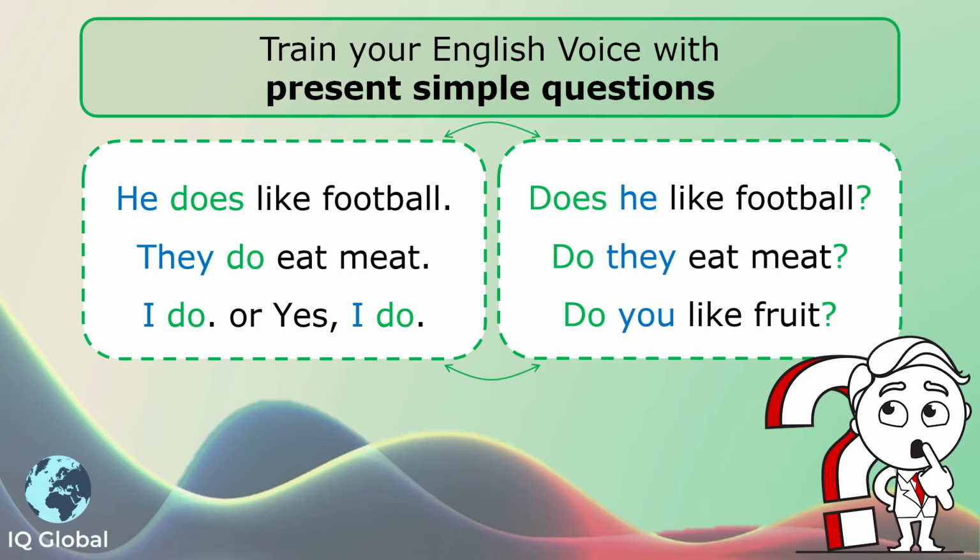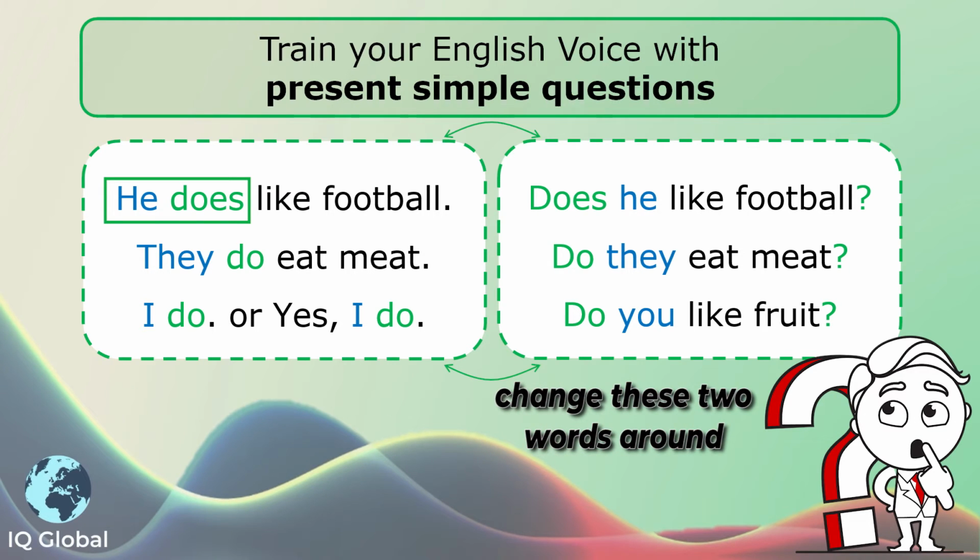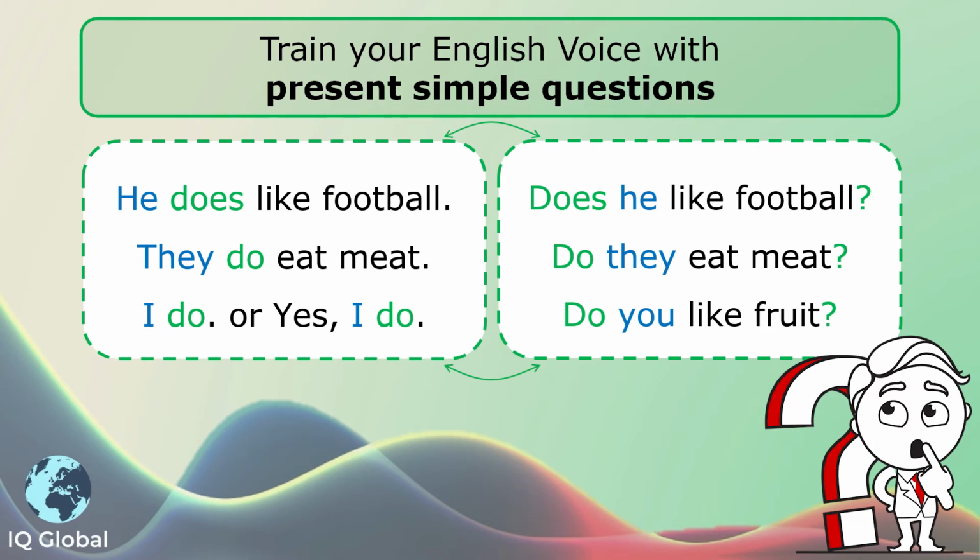So, the first sentence, he does like football. Now notice, he does is at the beginning of this sentence. But to make a question, we need to change these two words around and use does he. So, does he like football? The next one, they do eat meat. Do they eat meat? And the last one, I do, or yes, I do. Do you like fruit?